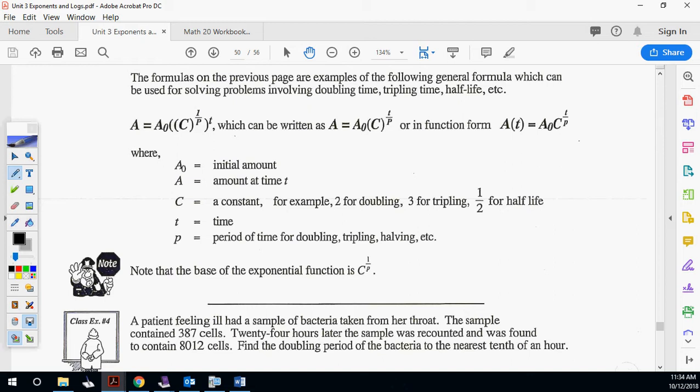A naught is the initial amount. A is the amount after the time, so the problem will give you that. T is time. P is the period of time for doubling, tripling, or halving. So that's how long it takes, 20 years, 15, whatever. Like if it triples every 2 years, then you would put 3 for C, but for the period it'd be 2, because it doesn't triple until 2 years.